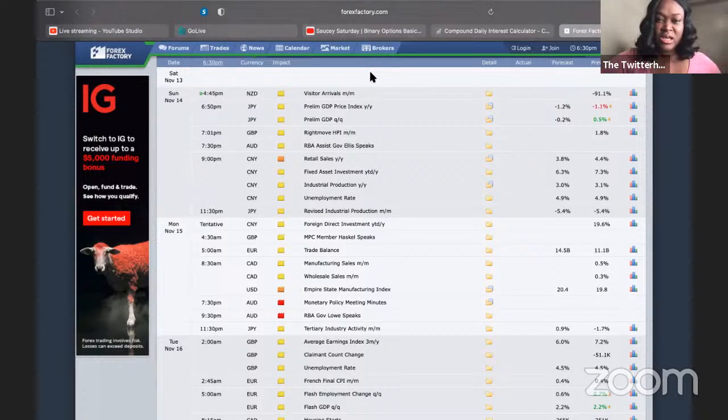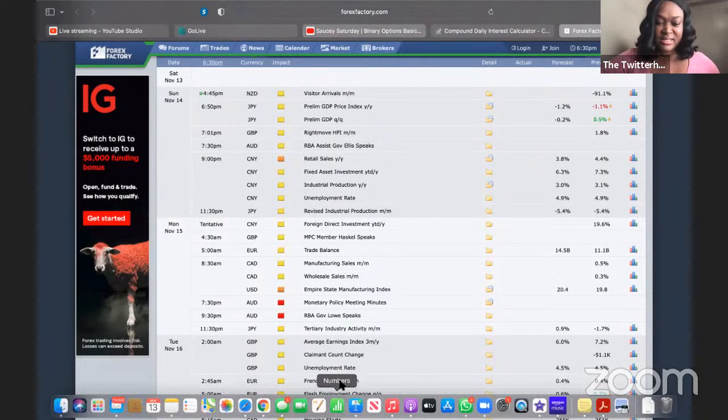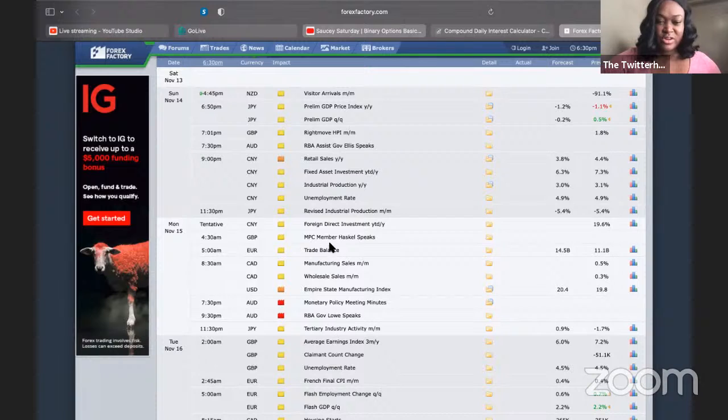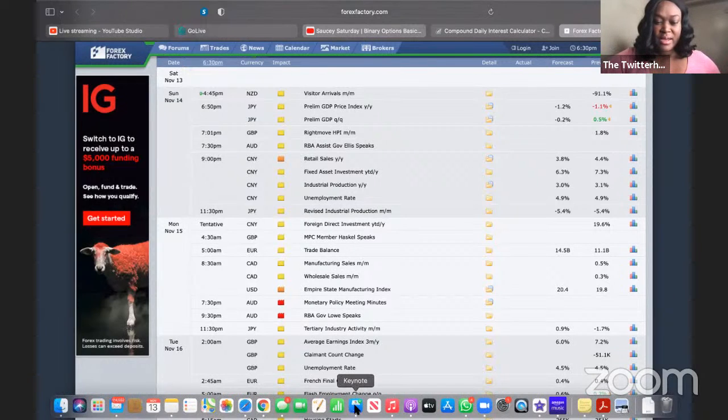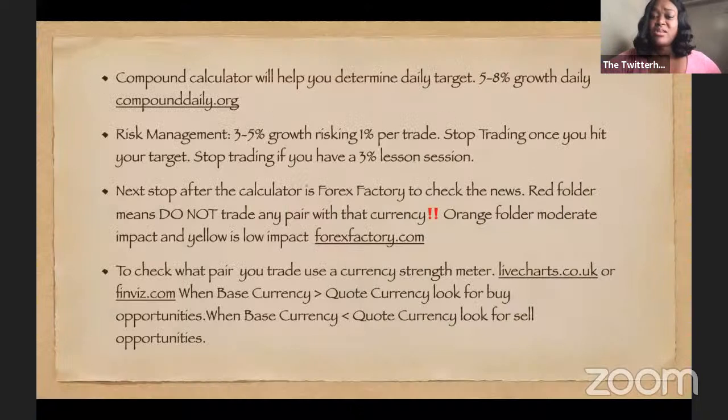Let me copy and paste this for anyone that needs it. So this is forexfactory.com. We're going to paste that here. All right. And then we're going to go back. Anybody have any questions about that? No questions? Okay.